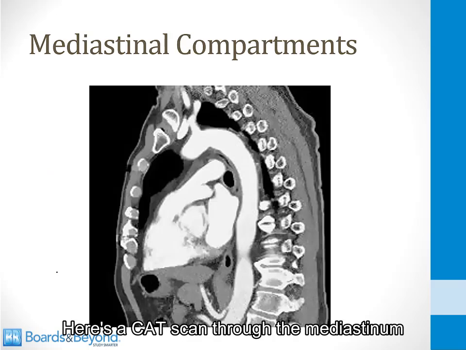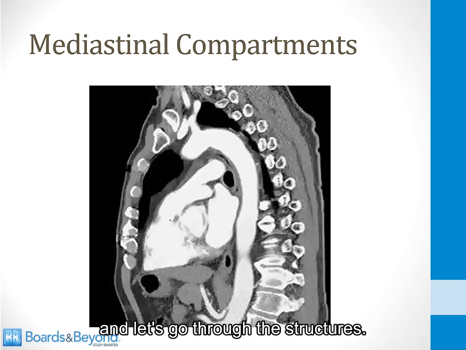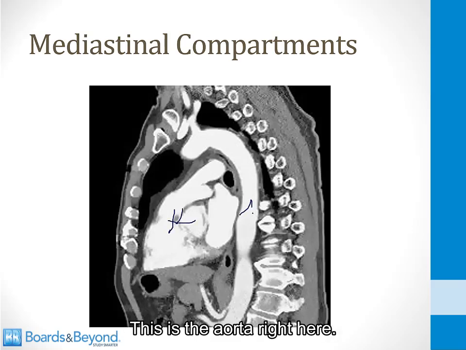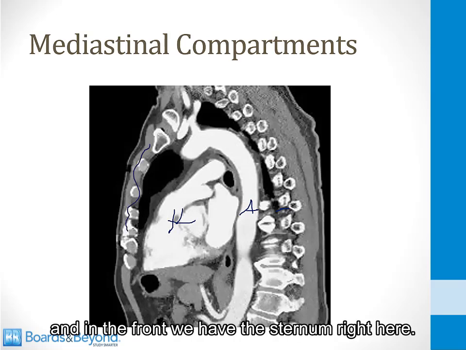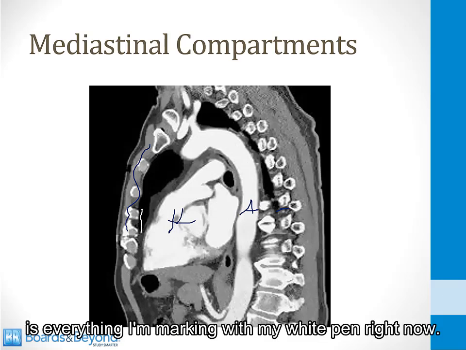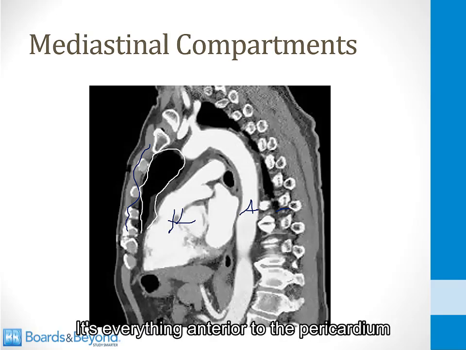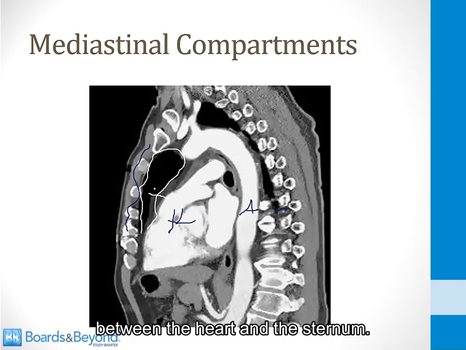Here's a CAT scan through the mediastinum, and let's go through the structure. So we've got the heart right here. This is the aorta right here. In the back we have the spine, and in the front we have the sternum right here. The anterior mediastinal compartment is everything I'm marking with my white pen right now. It's everything anterior to the pericardium between the heart and the sternum.